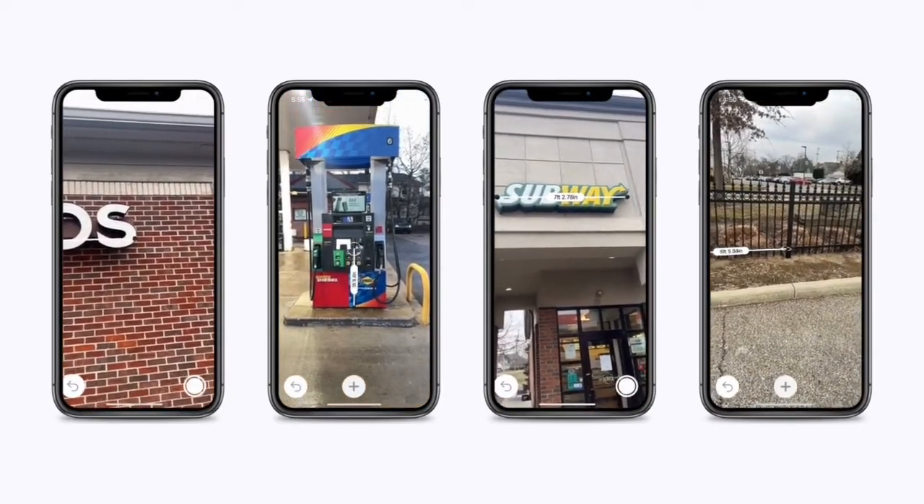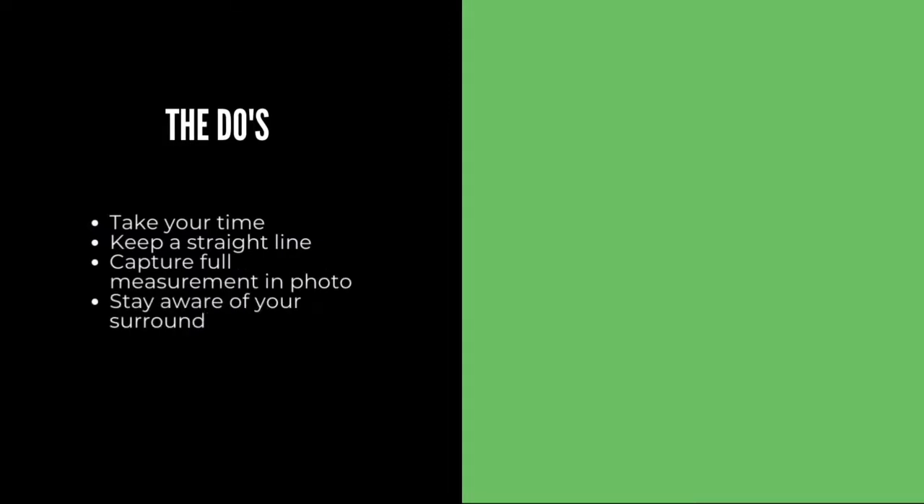Time to recap, viewers. Here's the do's of measurement views. 1. Take your time. 2. Make sure your lines are straight before submitting. 3. Capture the full measurement in your photo. And 4. Stay aware of your surroundings.